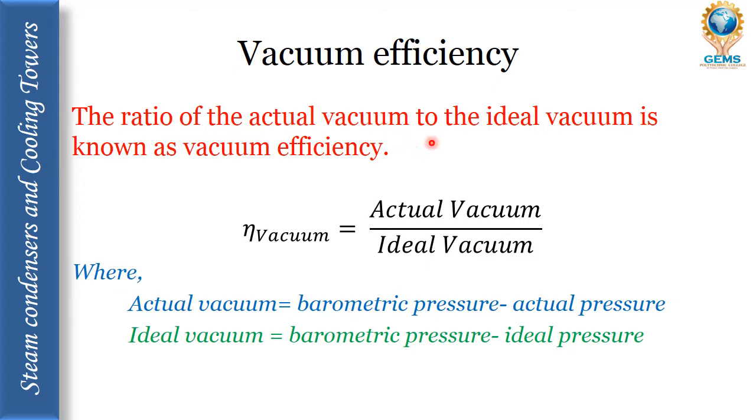Now coming to the vacuum efficiency. The ratio of actual vacuum to ideal vacuum is known as vacuum efficiency. Actual vacuum represents barometric pressure minus actual pressure, and similarly ideal vacuum represents barometric pressure minus ideal pressure.